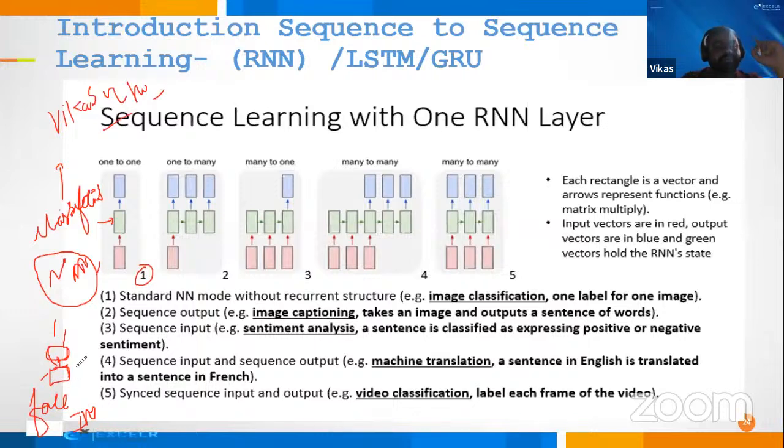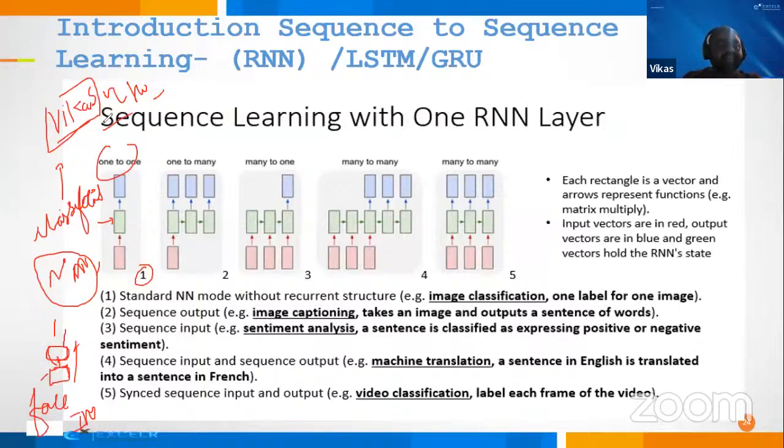So what is happening? I am passing one picture. I am getting only one output. So that is called one-to-one. One-to-one sequencing, right? So what is happening? I am passing one input. I am generating one output. So I am passing an image, I am taking a neural network, I am trying to perform a classification task. Either I can generate whether this is a Vikas or not.